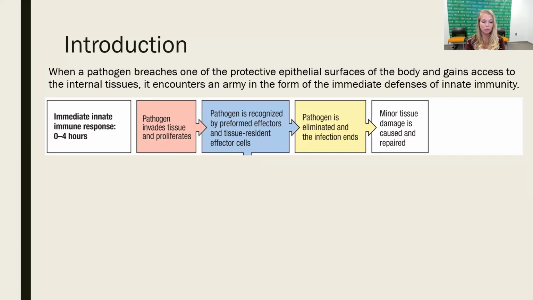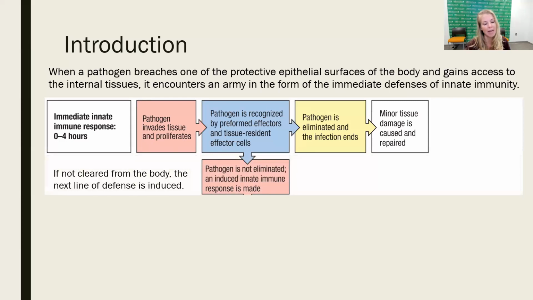So we looked at those. We saw that complement is going to be activated right at the surface through the alternative pathway. And there are going to be resident tissue cells involved in helping to clear that pathogen. And with any luck, there's minor damage and that pathogen is cleared within the first couple hours of breach. But that isn't always the case. If the pathogen is not cleared from the body, then there's going to be another layer of innate immunity that is going to be induced.